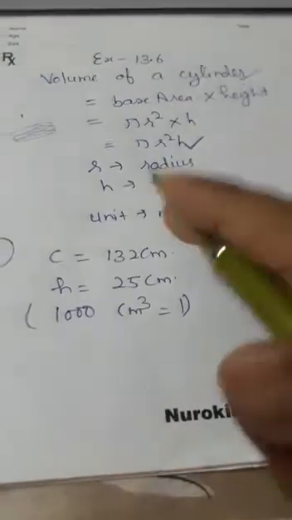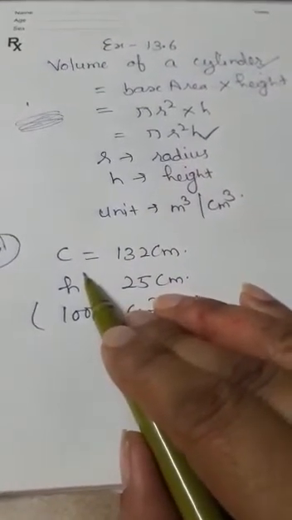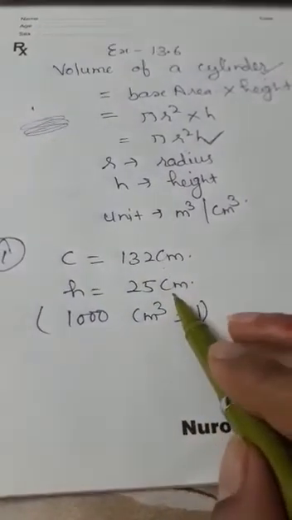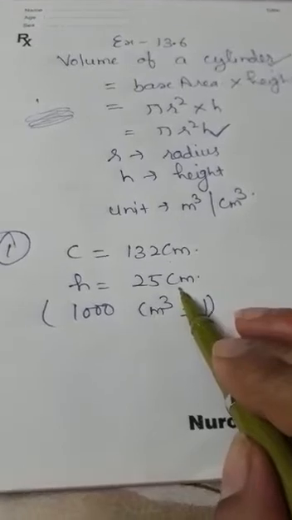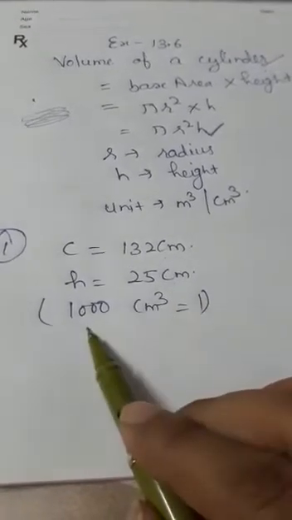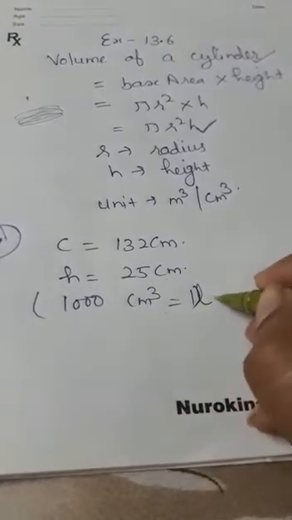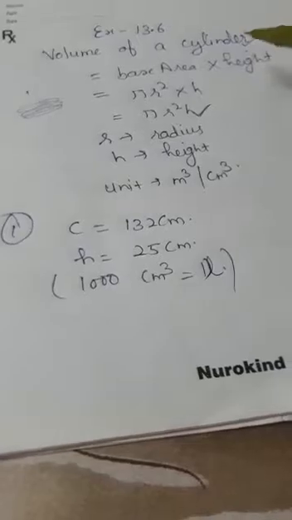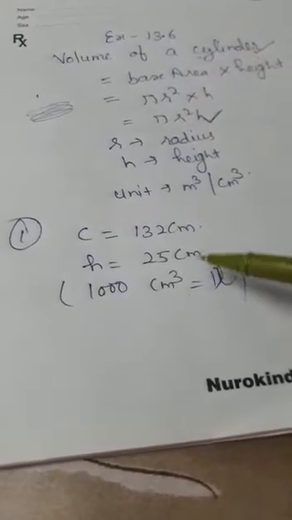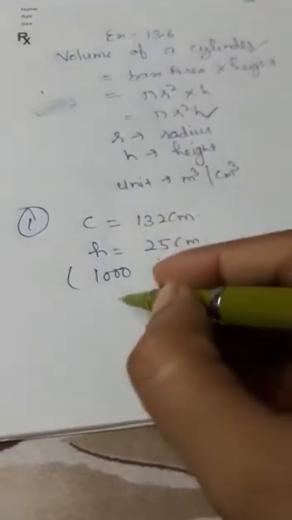In the first question you are given that the circumference of the base of a cylinder is 132 centimeter and its height is 25 centimeter. You have to tell how much water it will contain if 1000 cubic centimeter is equal to 1 liter. To find volume we need pi, r and h. h is given but we do not have r. So let us see how to find it.